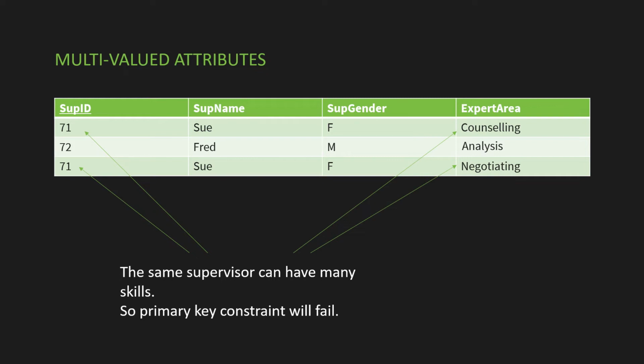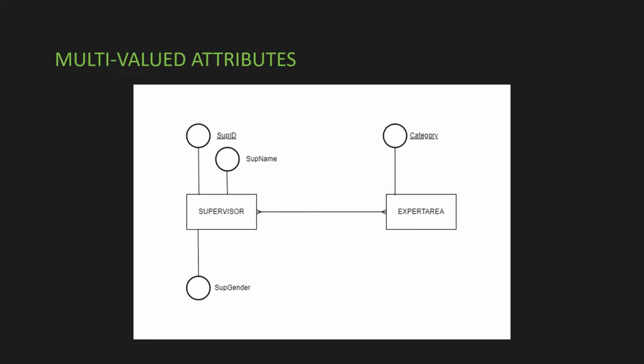So what can we do? I previously told you in our classroom story, there are many students who have many skills. In this case also, many supervisors have many expert areas. So it seems that this can be converted into a many to many relationship. After converting the ERD to the many to many relationship, it looks like this. Expert area becomes another entity.